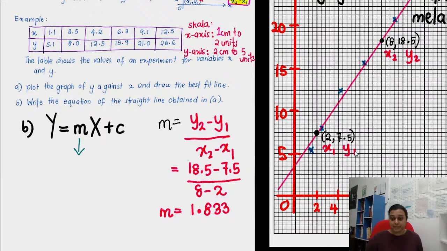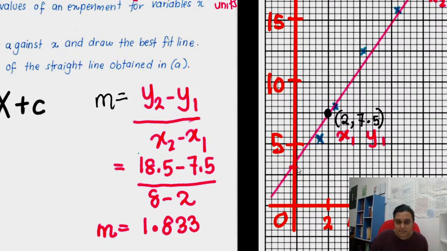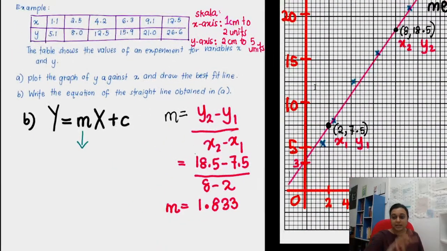Sekarang C. C ialah pintasan Y, isn't it? So from your graph, you kena tengok berapa nilai dia dekat sini. What is the nilai here? It's cutting the graph dekat sana. Okay, let's see. My point here, let me check. It's cutting exactly dekat mana? Oh, it's cutting here. Okay, so this is 0.5, 1, 1.5, 2, 2.5, 3. Okay, so teacher's one, it's cutting at 3. Pintasan Y teacher ialah dekat 3. So, my C pun dah dapat 3.